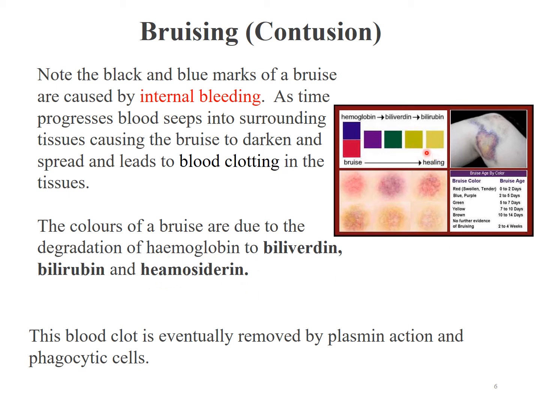And eventually these blood clots will be removed by plasmin action and with the help of the phagocytic cells. So you can actually time your bruise by looking at its color. The latest bruise will be red or bluish in color because of this hemoglobin, while the oldest wound will look yellowish due to the presence of this bilirubin.